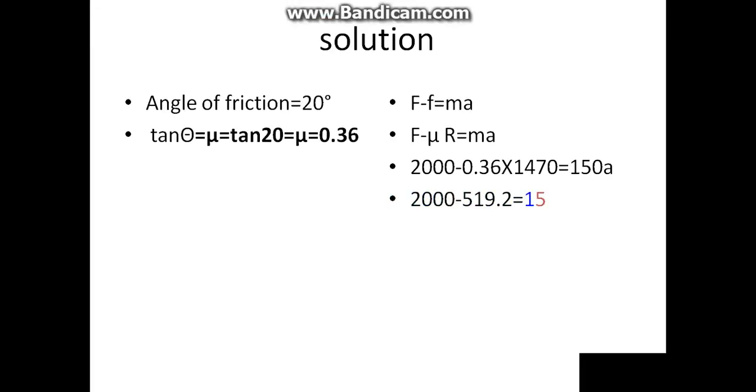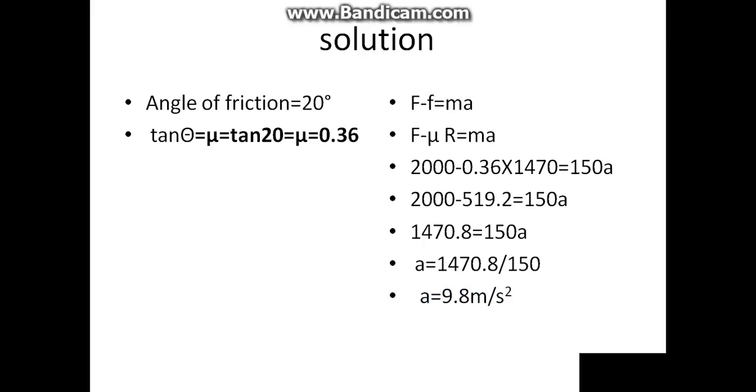The value after the computation, we now have 2000 minus 519.2, which is equal to 150A. Then if we subtract the values, we now have 1470.8 is equal to 150A. Therefore, making A the subject of the formula, we now have 1470.8 over 150. A will now give us 9.8 meters per second squared.